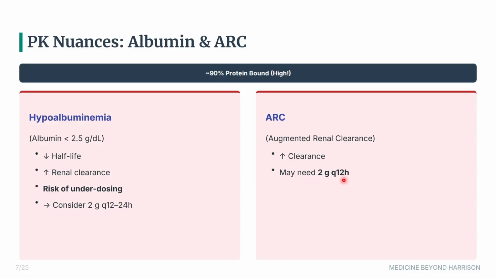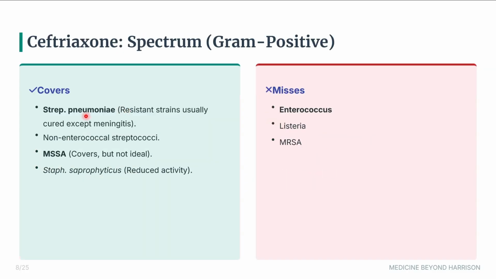12 hourly dosing. So ceftriaxone in gram-positives: it covers Streptococcus pneumoniae, resistant strains usually cured except for meningitis, and non-enterococcal streptococci. MSSA, it can cover, but it's not the ideal drug. Cefazolin remains the drug of choice, a first generation cephalosporin. If you have not watched the video on first generation cephalosporin, you can find the link in this playlist. For Staph saprophyticus there is also reduced activity. So it misses Enterococcus completely, Listeria completely, and MRSA completely. So try to avoid using ceftriaxone in these cases.